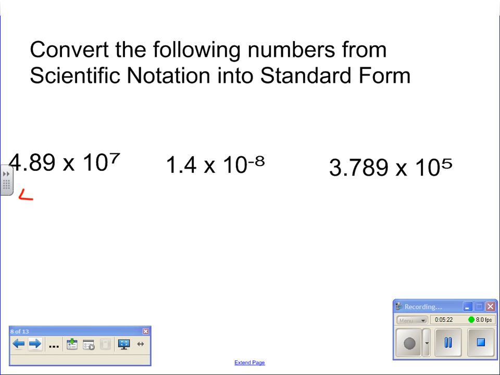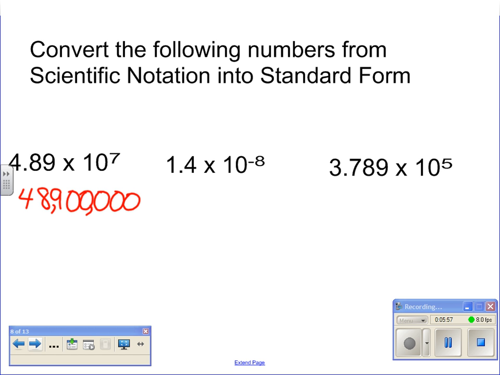So we have 489. We already moved 2 places. We're moving 7 total. So we need 1, 2, 3. We've got 1, 2. The 8 and 9 are the first 2. Then we've got 3 more zeros, so that gives us 5, 6, 7. And then it always helps to go back and put in the commas in the correct places. So we've got 48,900,000.